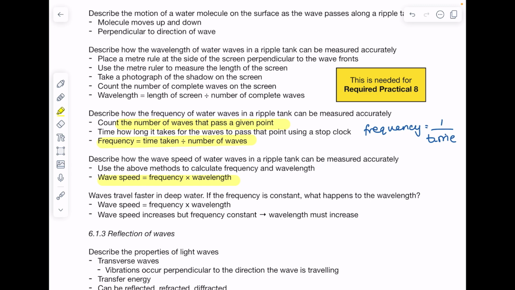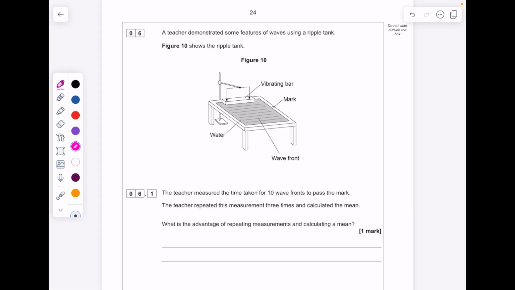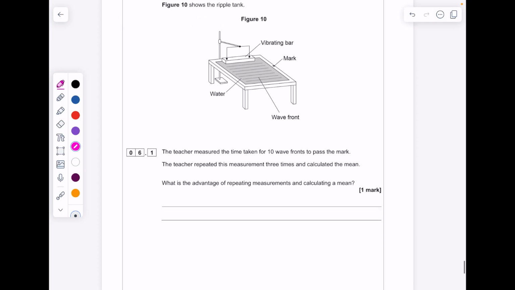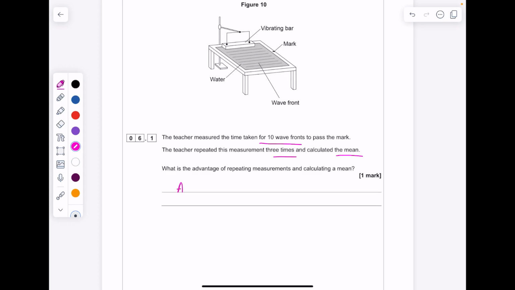But as with all of these types of things, it's much easier if we look at a past paper question. A teacher demonstrated some features of waves using a ripple tank. The teacher measured the time for 10 wave fronts to pass the mark. The teacher repeated this measurement 3 times and calculated the mean. What is the advantage of repeating measurements and calculating a mean? A more accurate mean will be calculated.